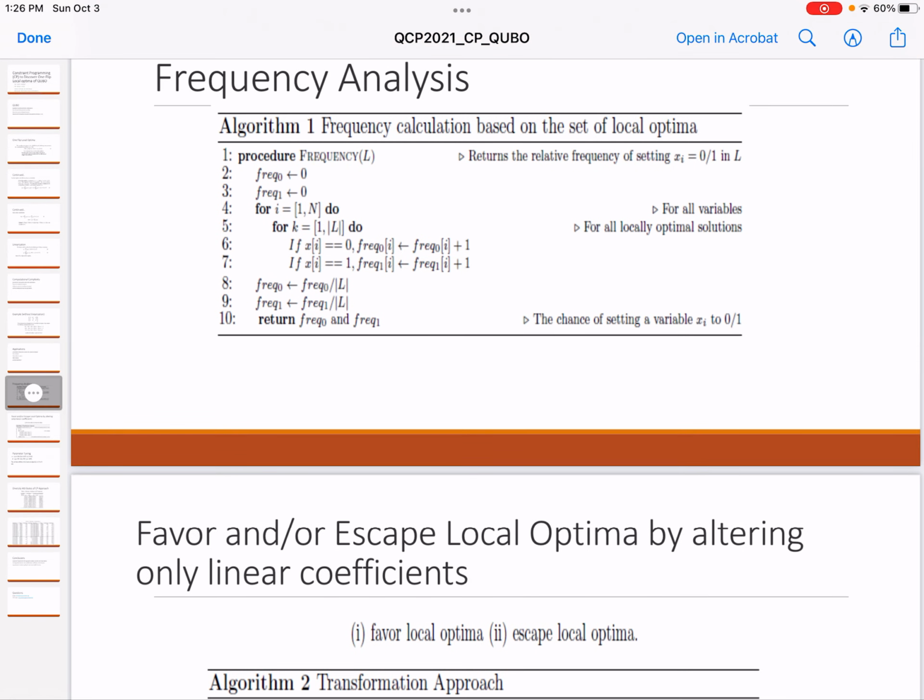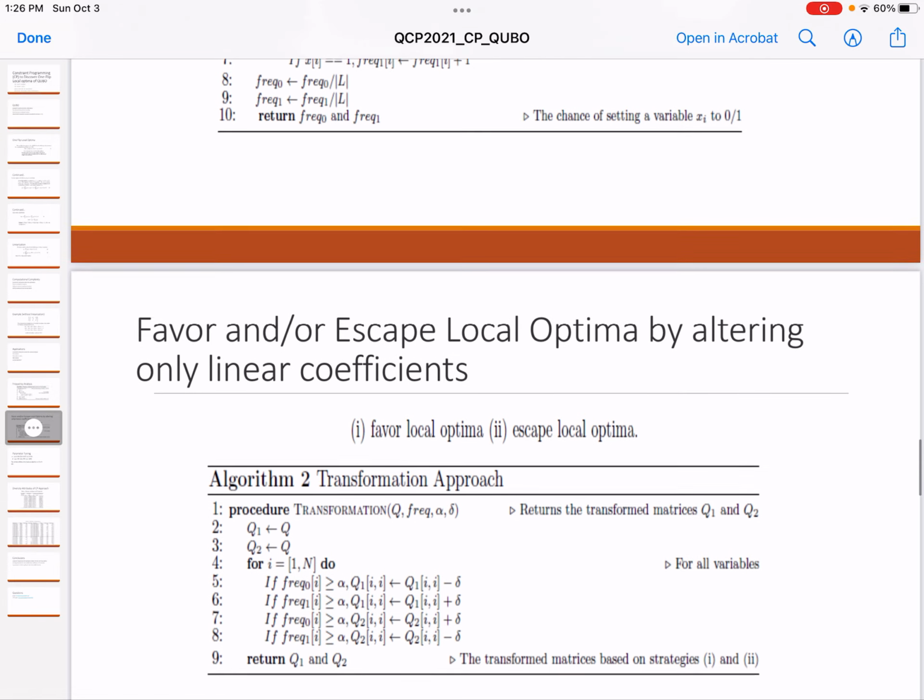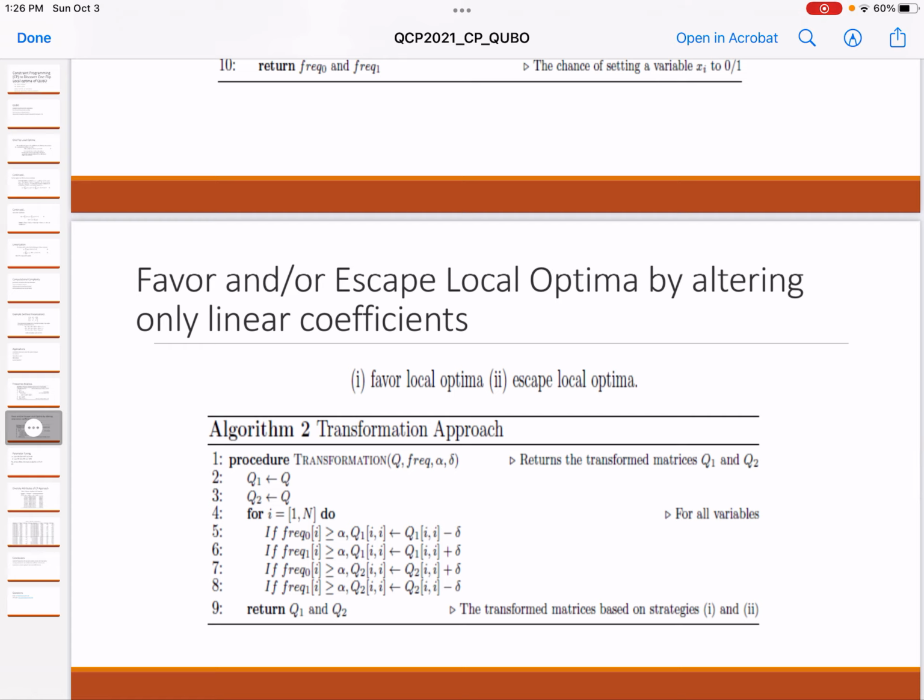In our case, we simply designed a heuristic that uses this information by altering the linear coefficients of the existing Q matrix. So our purpose is to perturb the linear coefficients of the Q matrix such that using this information from the frequency set, we are forcing the solver to make decisions. So for instance, let's say we want to favor local optima and x1 was always set to 1 in the set of one flip local optima. Then we'll provide a hint to the solver that maybe it's a good idea to set x1 to 1. The way we provide that hint is by incrementing the linear coefficient corresponding to x1 for a maximization problem. But again, this is just a heuristic.